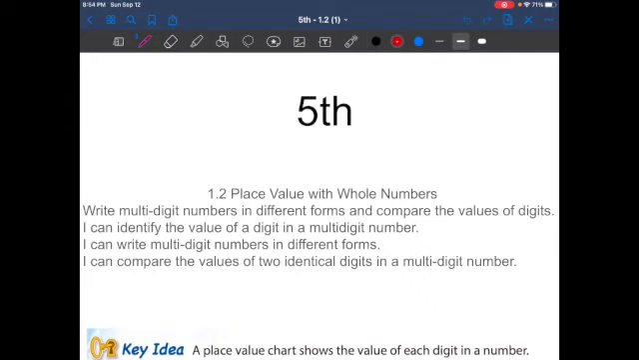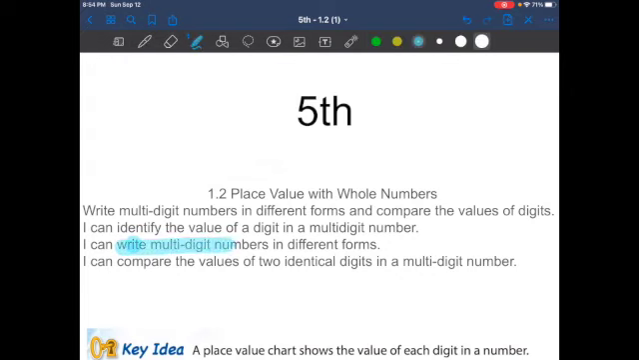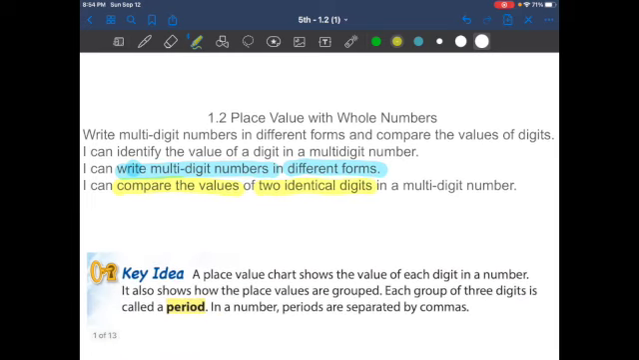By the end of this lesson, you should be able to identify the value of a digit in a multi-digit number. You should be able to write a multi-digit number in different forms, and then you should also be able to compare the values of two identical digits. Alright? Please press pause and copy this down.